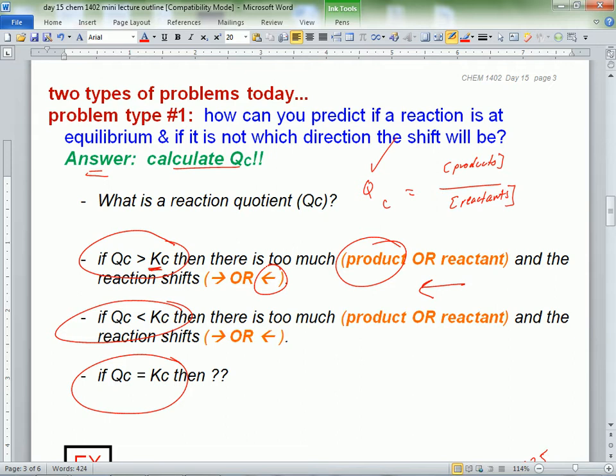If Qc is too small, now you have too much reactant. You have too small of a number. So you have too much reactant. Well, now it has to shift towards products, which is in that direction. Does exothermic and endothermic still come into play? Nowhere. But what if you hit the third possibility? Qc is the same as Kc. Then what? Yeah, then you're at equilibrium.